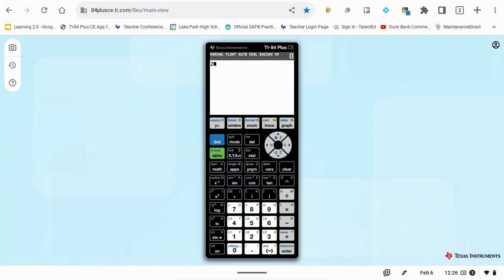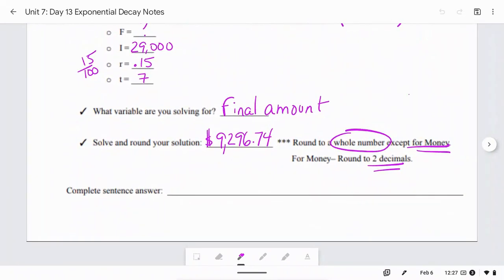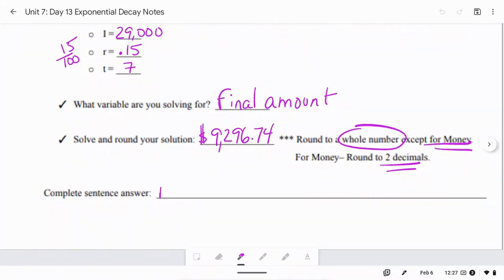So I'm going to type 29,000(1 minus 0.15), close the parenthesis, and then raise that to the 7th power. Now, since we're rounding to 2 decimal places, I'm going to look at the number that's next to the 3, which is a 5. So I need to round this to 0.74. So in my notes, I'm going to write $9,296.74. And because it's a word problem, we're going to write our final answer in a sentence.